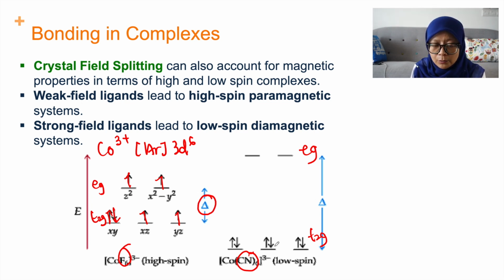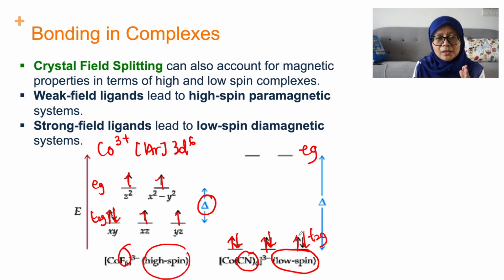While for this second situation, we also have 6 electrons. So you need to fill up singly 1, 2, 3, but it is difficult to jump to a higher level. Another 3 electrons will pair up here, here, and also here. So for the first case, it will form a high spin complex because of the small energy gap, and for the second case, it will form a low spin complex because of the large gap between the T2g and Eg.